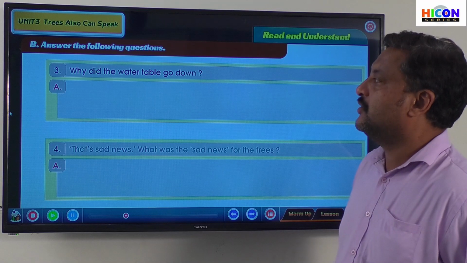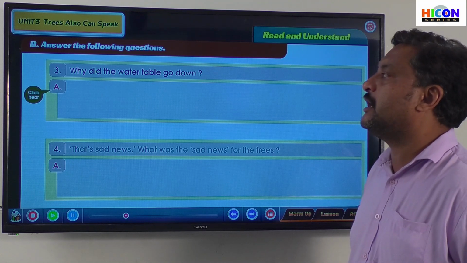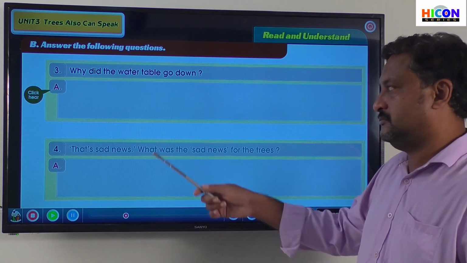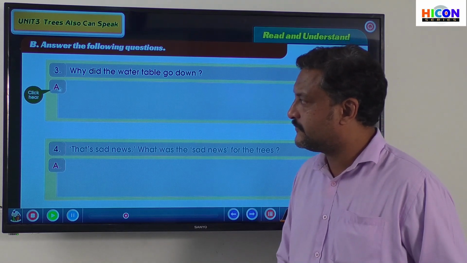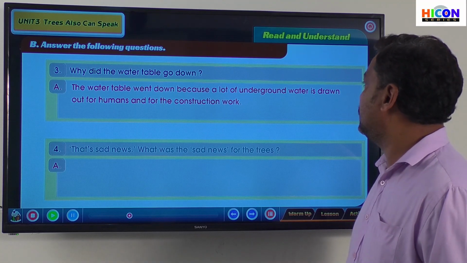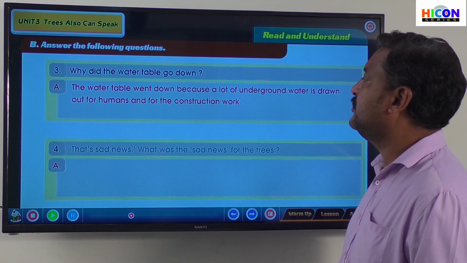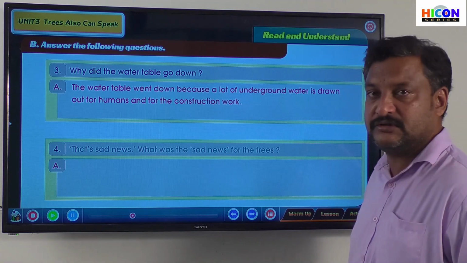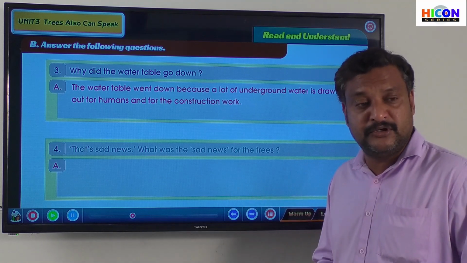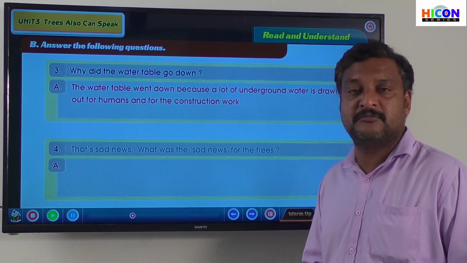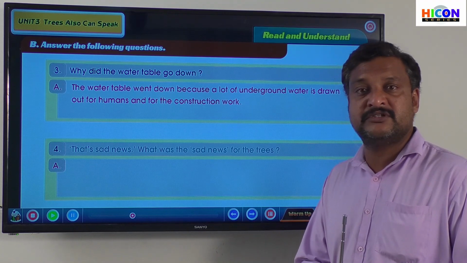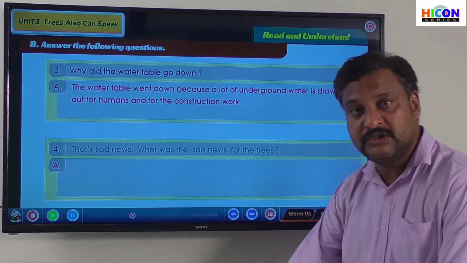Now the third question. Why did the water table go down? You check the answer. The water table went down because a lot of underground water is drawn out for humans and for construction work. So the roots of the trees actually go down deep into the soil, and from there they absorb the water and the nutrients. Okay. So most of the trees actually use the water that is available below the earth.